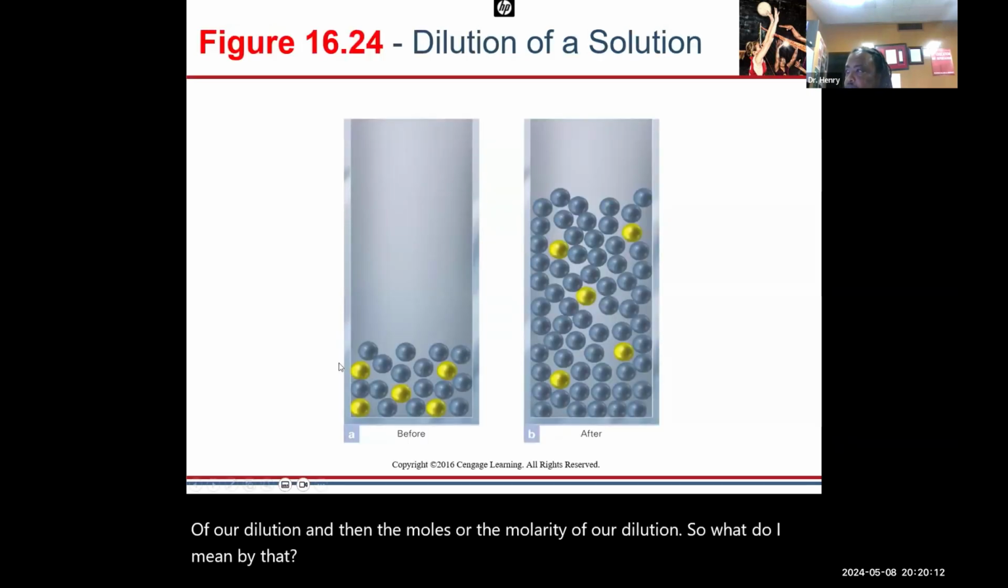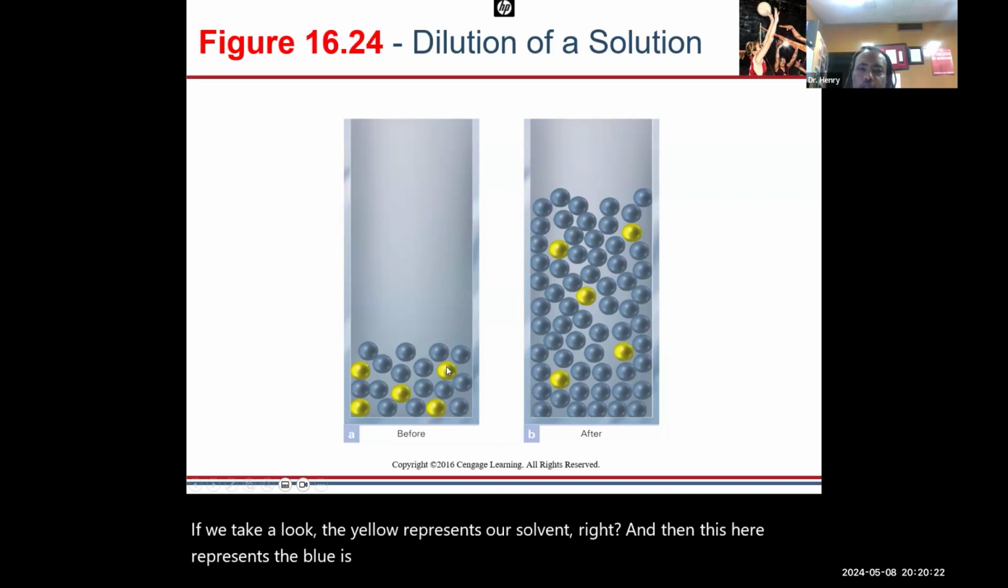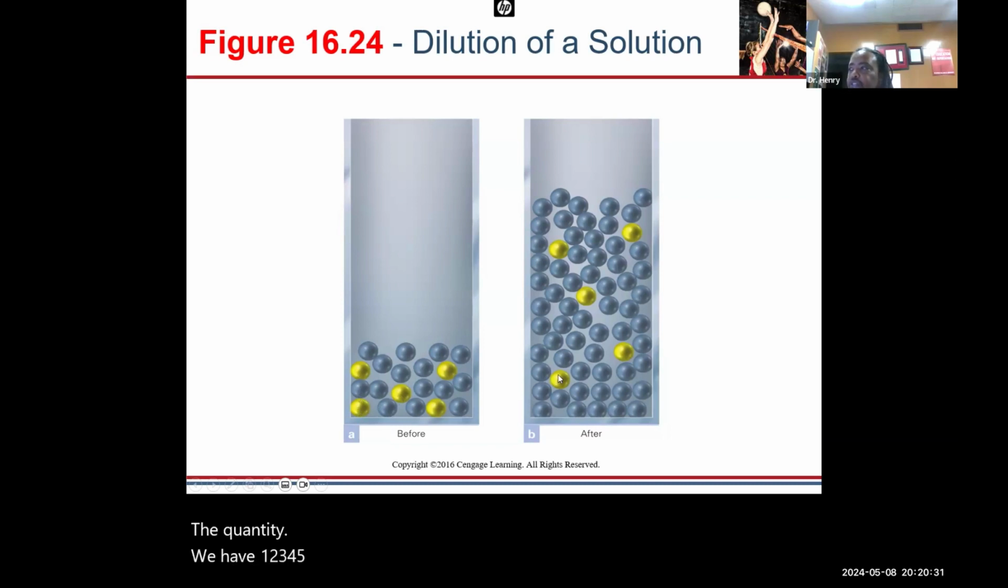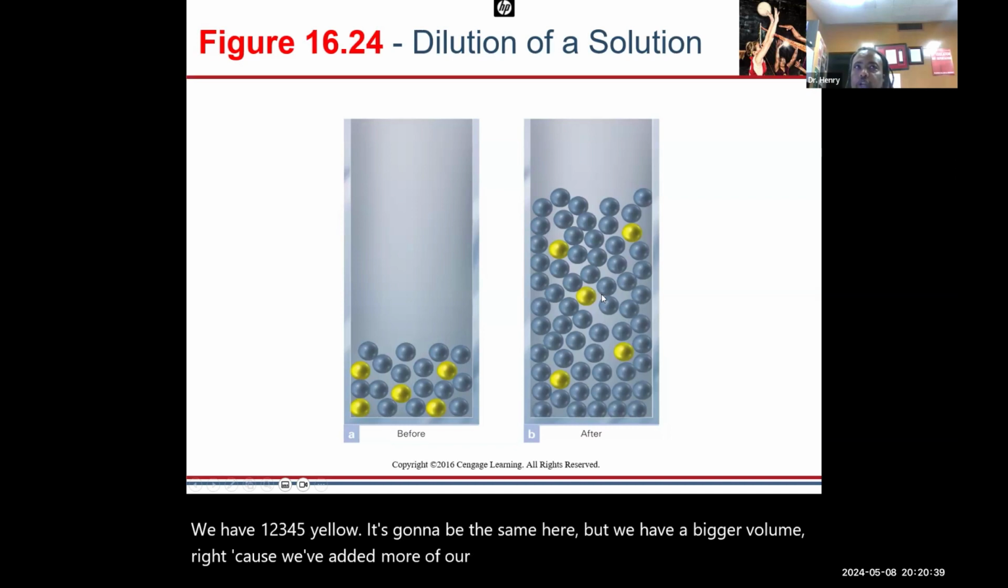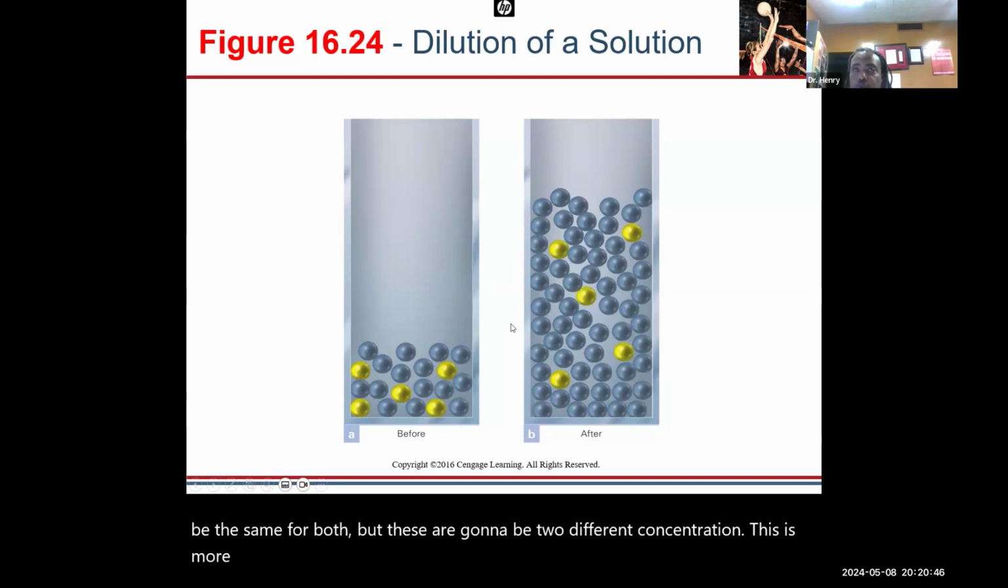So if we take a look, the yellow represents our solute, right? And the blue is going to represent water. The quantity, we have 1, 2, 3, 4, 5 yellow, is going to be the same here, but we have a bigger volume because we've added more of our diluent. The number of moles is going to be the same for both, but these are two different concentrations. This is more concentrated. This one is more dilute.